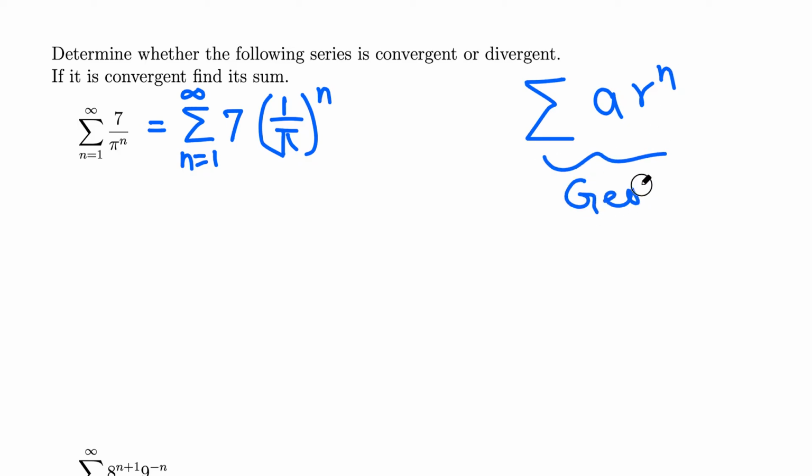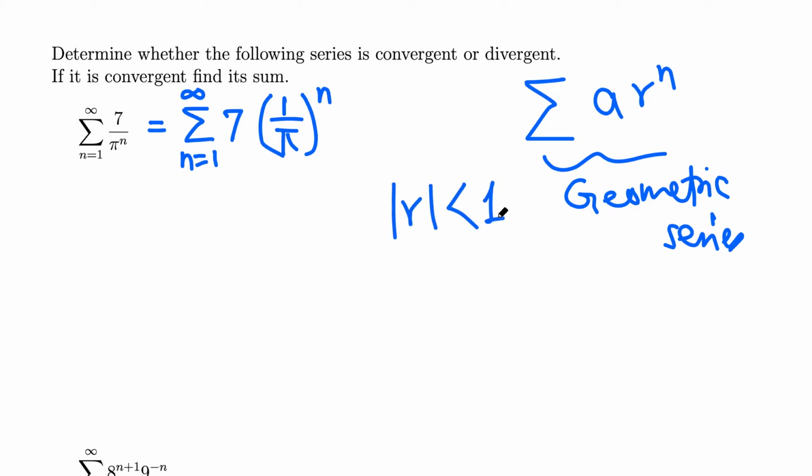Okay, this is a geometric series, and we know that if the absolute value of r is less than 1, this series converges, and we can find the sum. That is the first term over 1 minus r. And 1 over pi, with pi being about 3.14, is less than 1. That means this series converges.